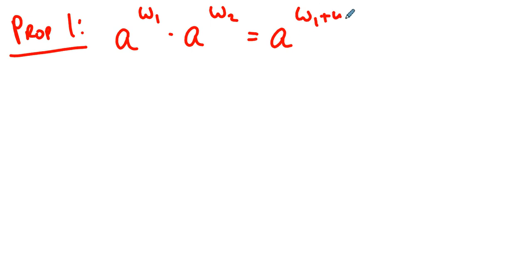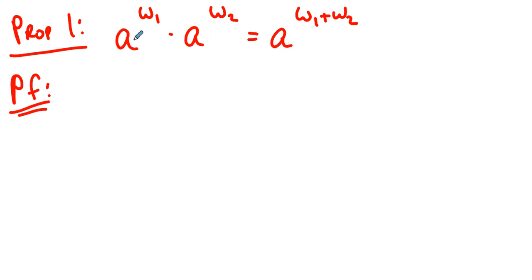says that a to the ω1 times a to the ω2 is a to the ω1 plus ω2. Maybe they're lowercase omegas. Who knows? Does that work? And yeah, it does, and we can prove it.